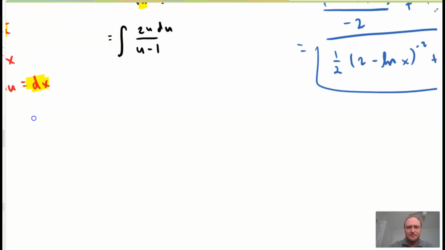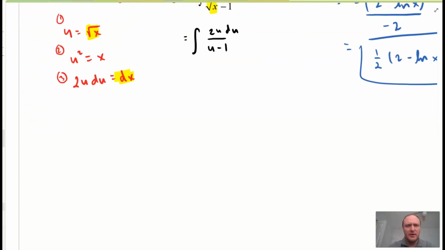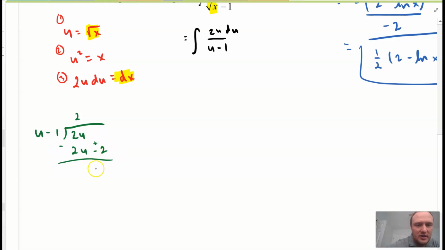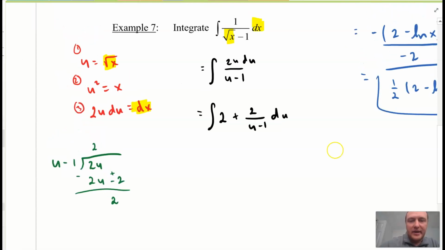So I'm going to go ahead. I have to go over here to the side and do some long division. u minus 1 divided into 2u. That's 2, giving us 2u minus 2. Change your signs, and I get a remainder of 2. So this is equal to the integral of 2 plus 2 over u minus 1 du.